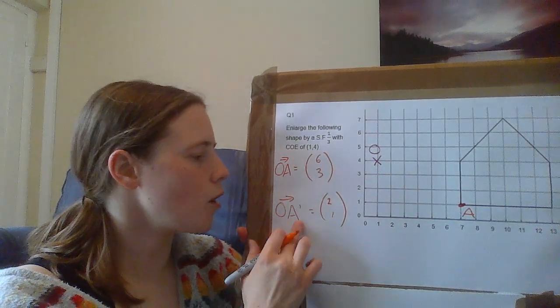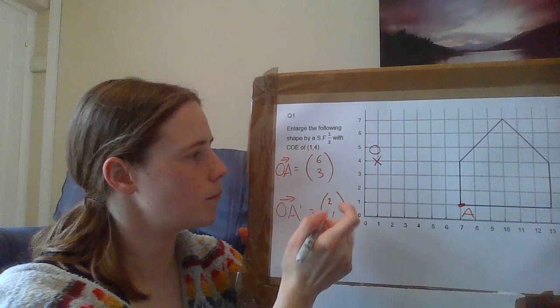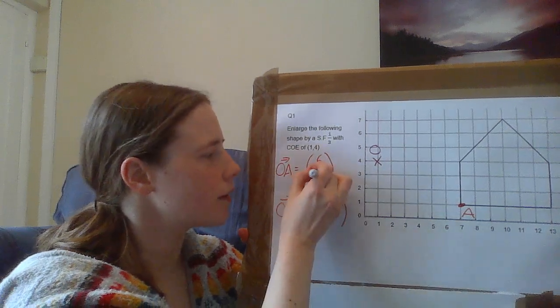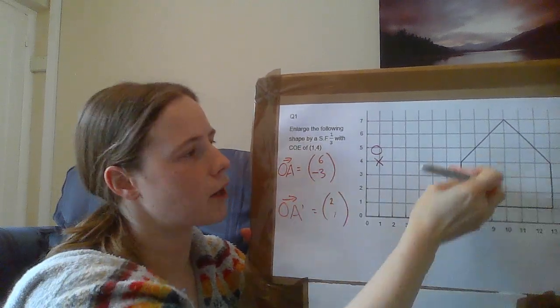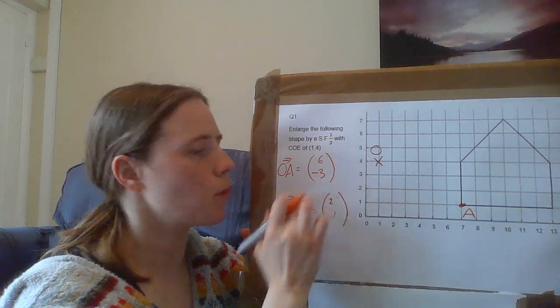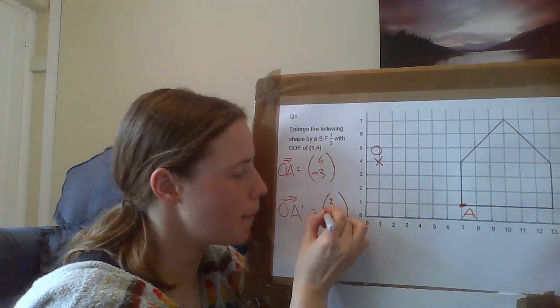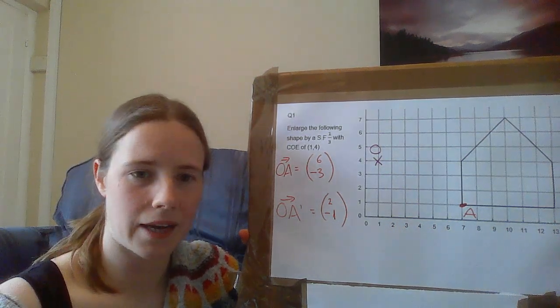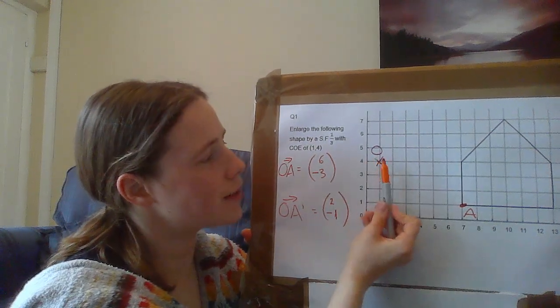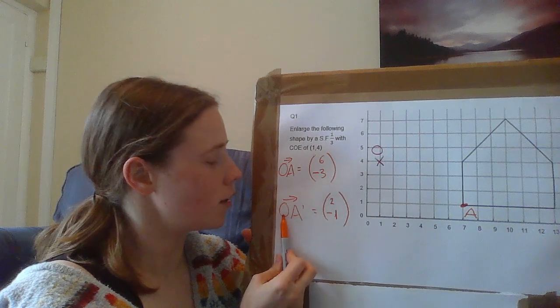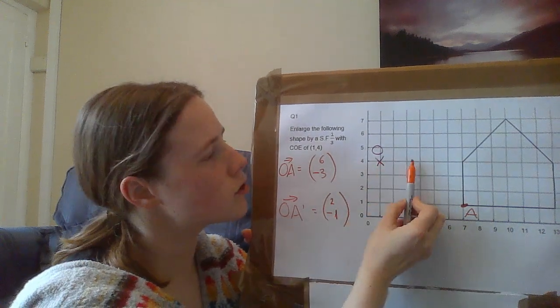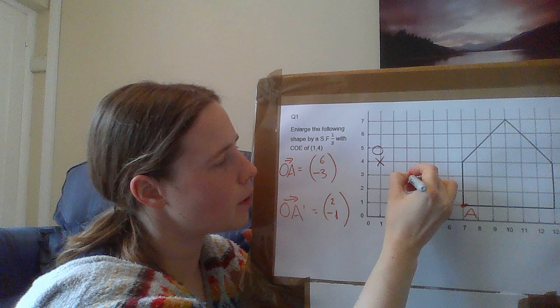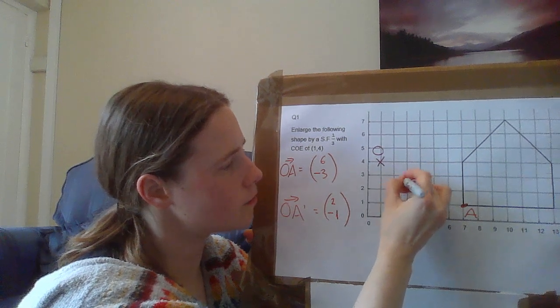So we've got O to A dash is 2. Sorry, I've forgotten to put a minus on. That should be a -3 because we're going down 3. So when we do 1/3 of -3, we get -1. Sorry about that. So we've got 2 across, 1 down. So if I go 2 across, 1 down from O, we always start from our centre of enlargement. 2 across, 1 down. That is my new A dash.